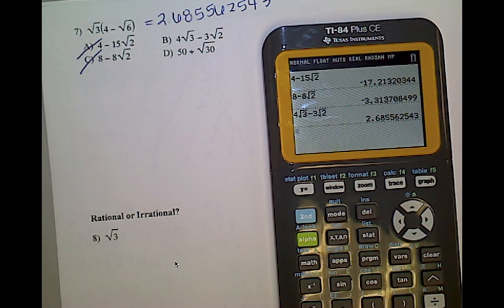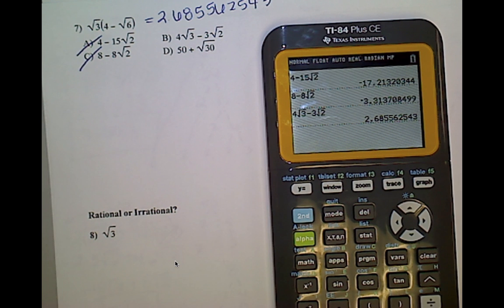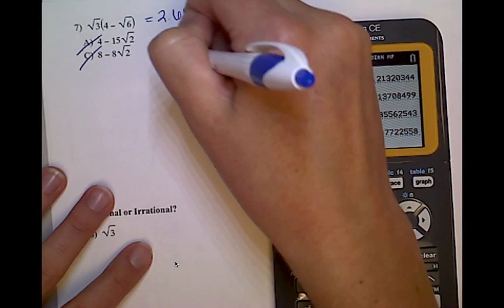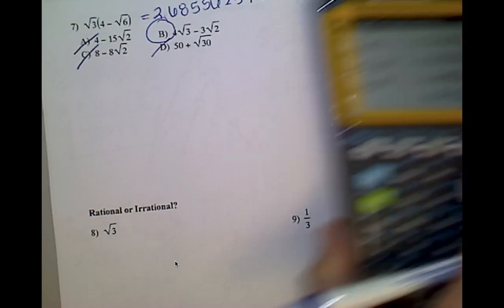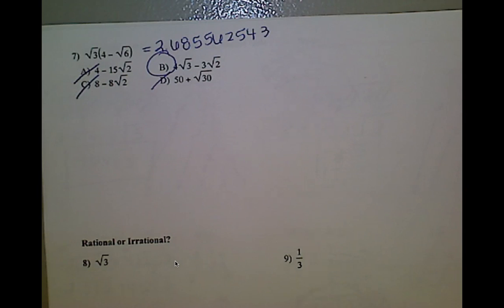Oop, that's a good possibility. Now let's check the last one. Okay, 50 plus square root of 30. And that one doesn't match. So if nothing else, you should be able to go through and just type them all in your calculator until the decimals match. So when there's no variables, it makes it very easy. When there are variables, you can hopefully at least narrow down some of the answers if you look at the numbers.